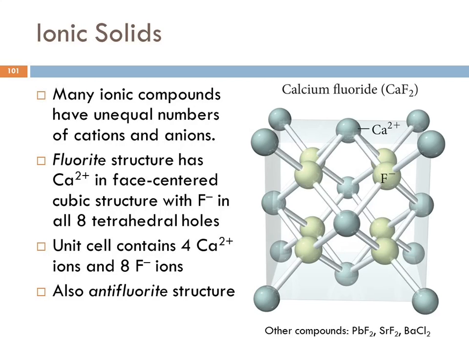Lots of ionic compounds have unequal numbers of cations and anions because the charges aren't the same. So calcium fluoride, you have 2 fluoride ions for each calcium ion. And so then things get a little more complicated. We're looking at the calcium ions being in the face-centered cubic, and now the fluoride ions are in all 8 of the tetrahedral holes instead of just being in 4 of them. This is called a fluorite structure. There's also an anti-fluorite structure.